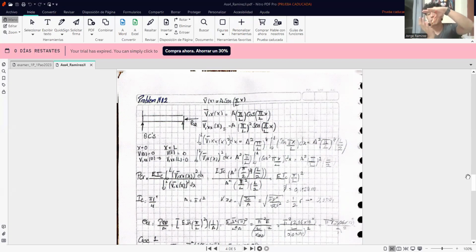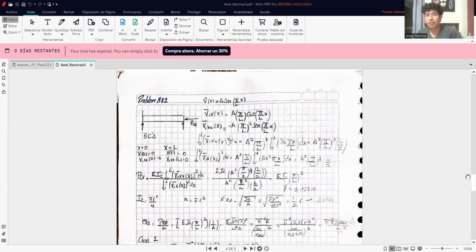Basically, they are going to deflect like this. So in that case, this is like a buckling bending. So you need to use trigonometric identities. So that was what we proposed in this first part.